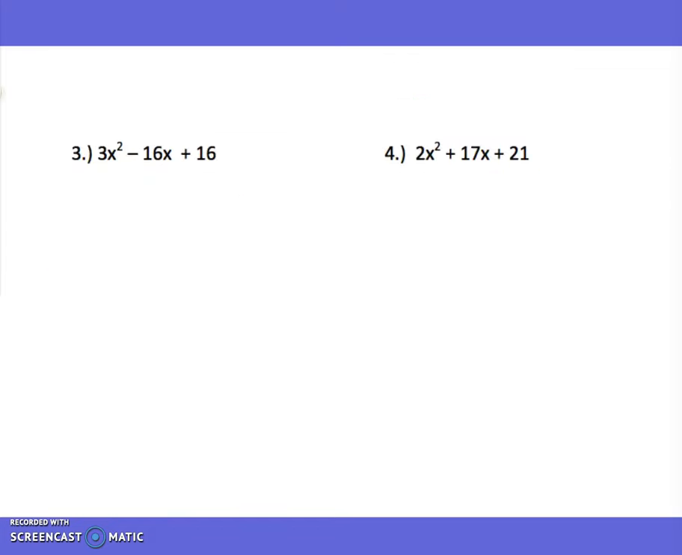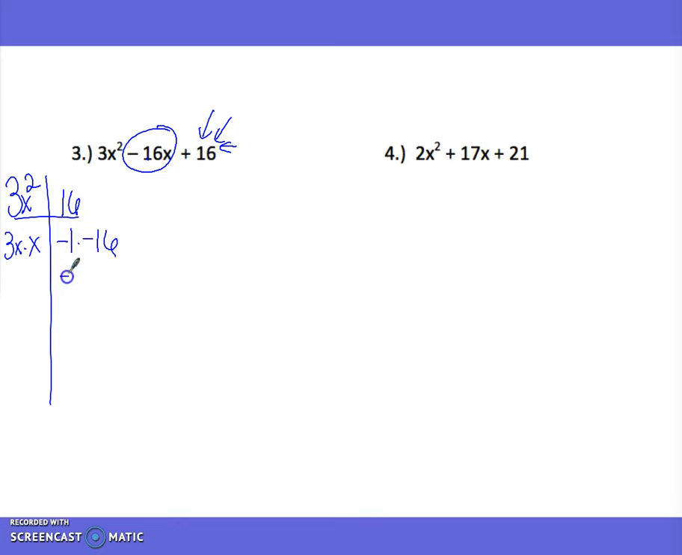Let's try number 3. Again, make a little chart. Look at your factors. You know you're looking for 2 numbers that multiply together to be positive 16, but add to be a negative. So they would both have to be negative. 3x squared, there's only one option again, 3x and x. But to get positive 16 and add to get a negative: negative 1 times negative 16, negative 2 times negative 8. 3 doesn't go into it, but negative 4 times negative 4.